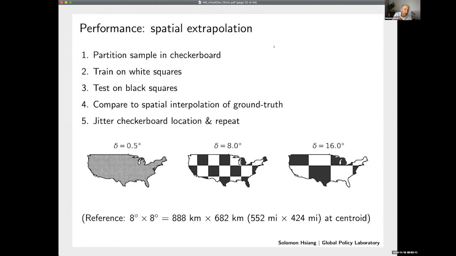Now, we also are able to do different types of evaluation of performance, which are important for policymaking. So in many cases, we don't actually have ground truth data to verify against. And so we wanted to ask, okay, if we're in a region where we don't have that kind of information, how can we simulate that and ask how well we will do? So we invented this experiment in which we took the country and we chopped it up using a checkerboard. And we said, okay, let's train the data on the white squares and then try to extrapolate to the black squares and ask, as we change the size of those squares, how does performance improve or deteriorate?